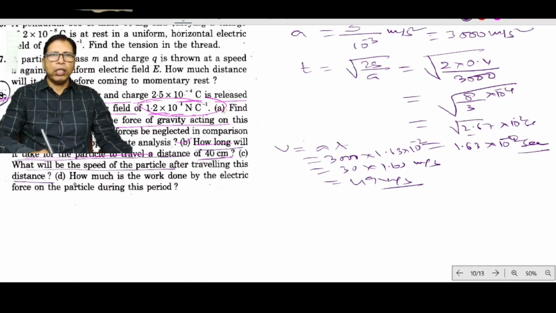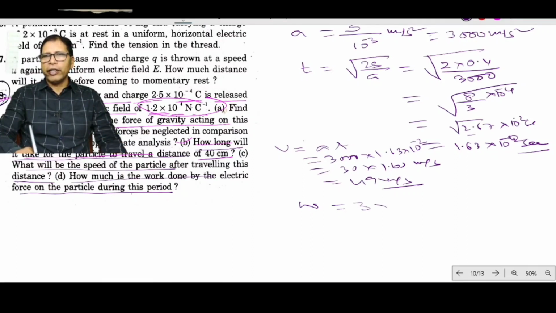Now, last question. How much work is done by the electric force on the particle during this period? Work done is equal to force into displacement. Force is 3 Newton. Displacement is 0.4 meter. Therefore, work done is equal to 1.2 joule.